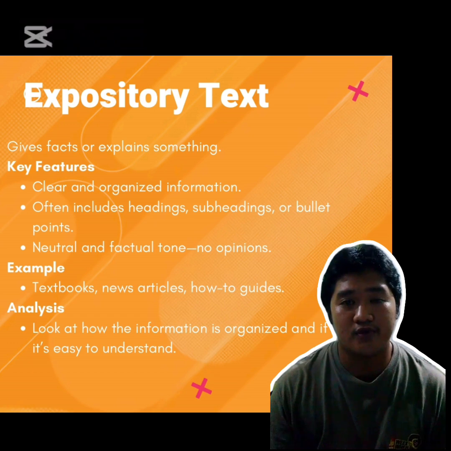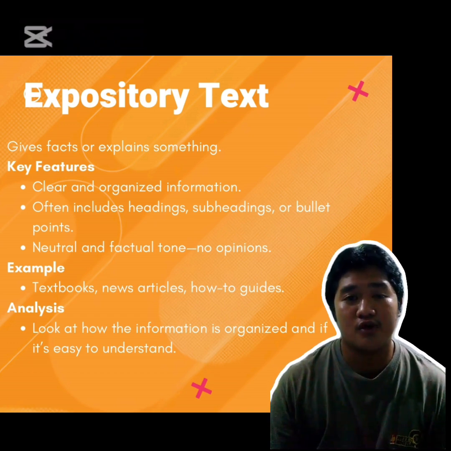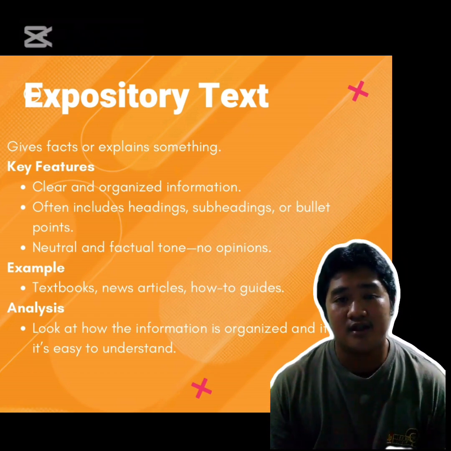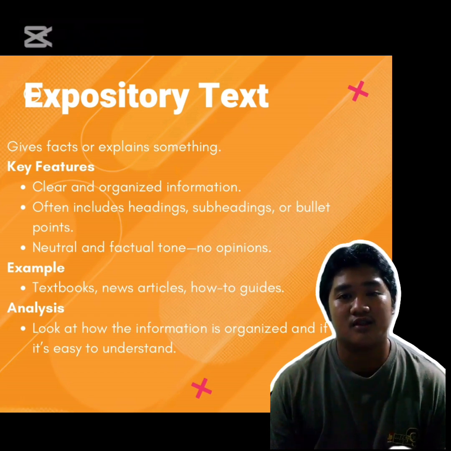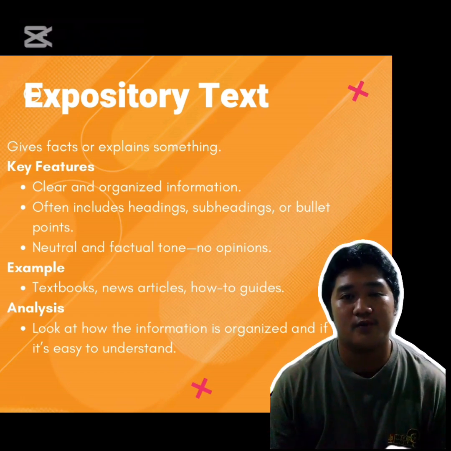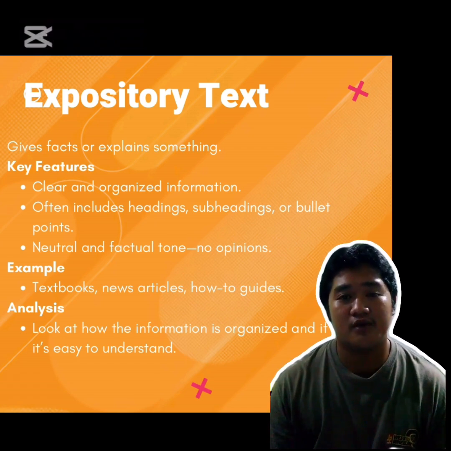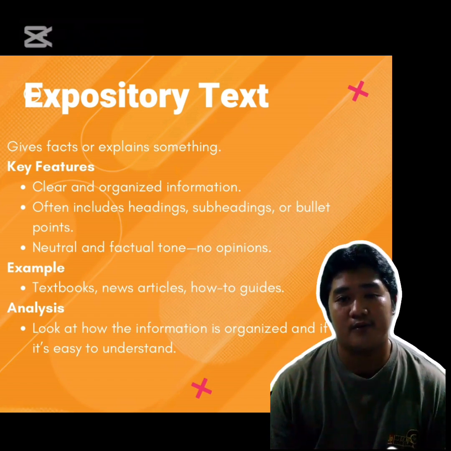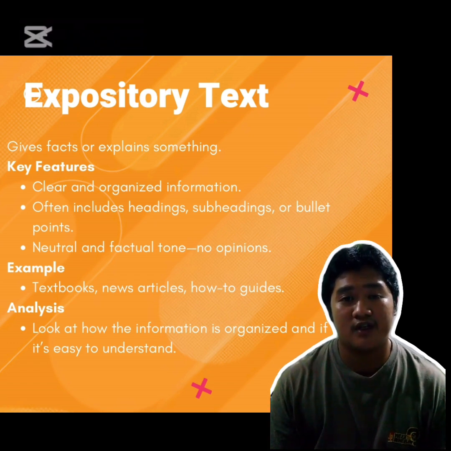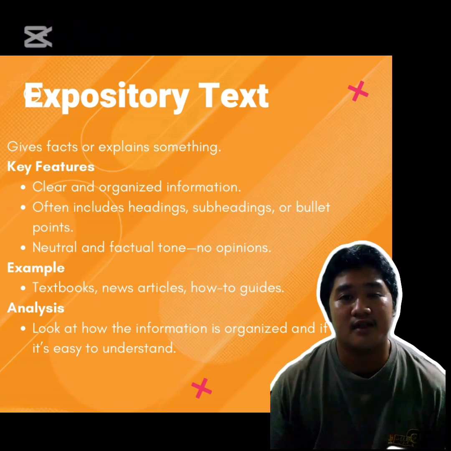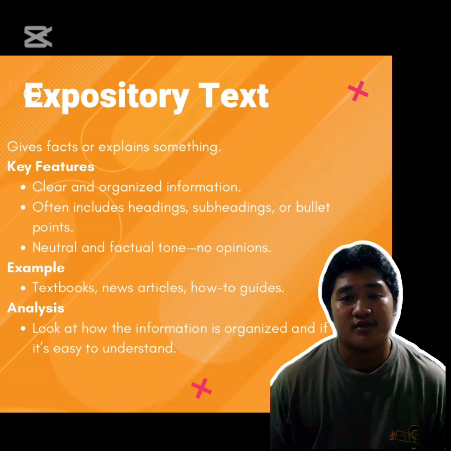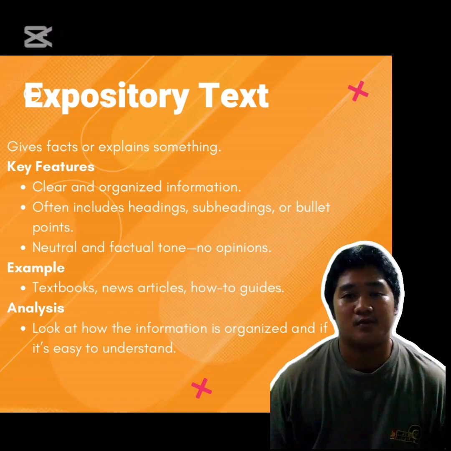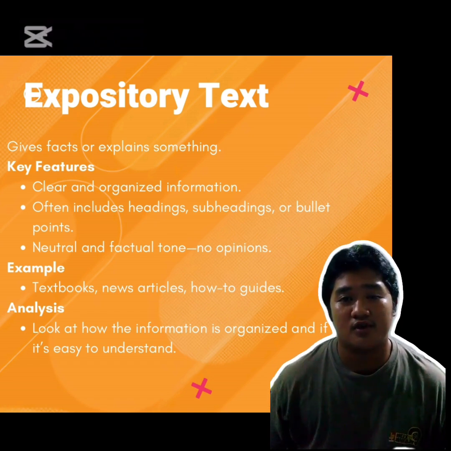First is clear purpose. The writer's goal is to inform or explain something to the reader. Second is objective tone. Expository texts are typically neutral, avoiding personal opinions or emotional language. Third is structure. The text is often organized in a logical format such as cause and effect, or compare and contrast. The fourth is factual information. Information is based on facts, research, and evidence. Last is clarity and precision. Expository writing aims to make complex ideas more accessible.